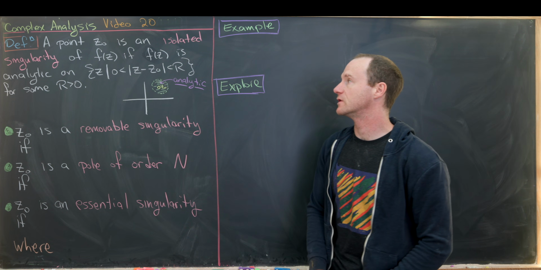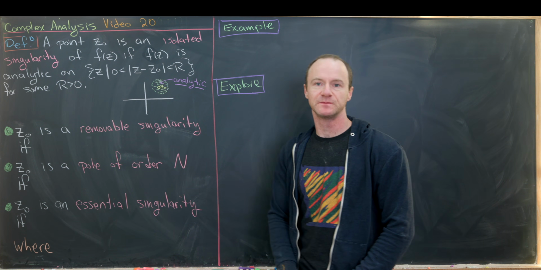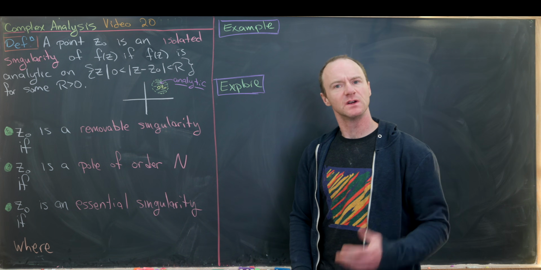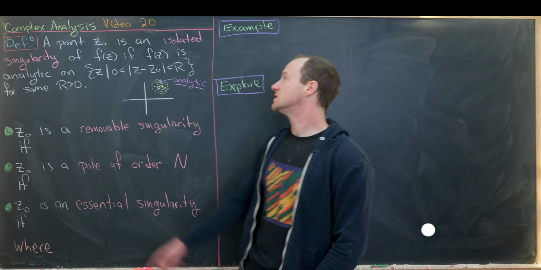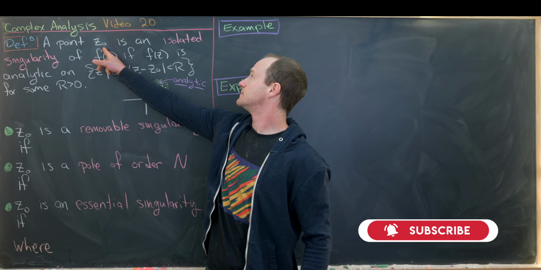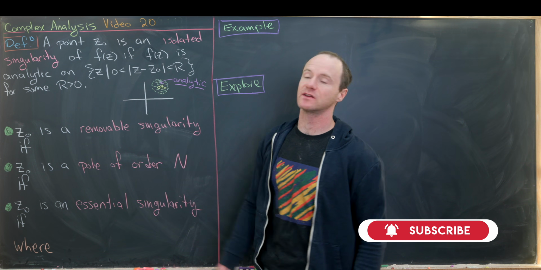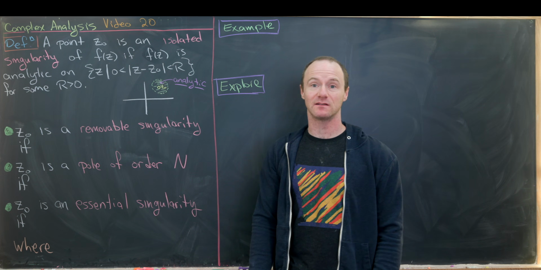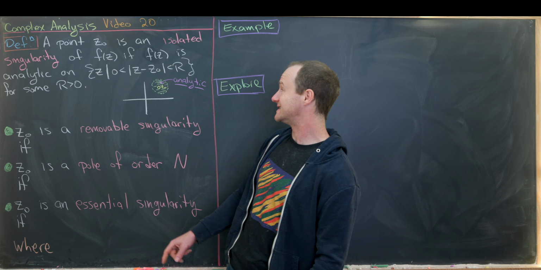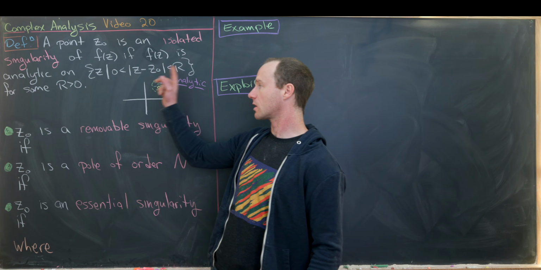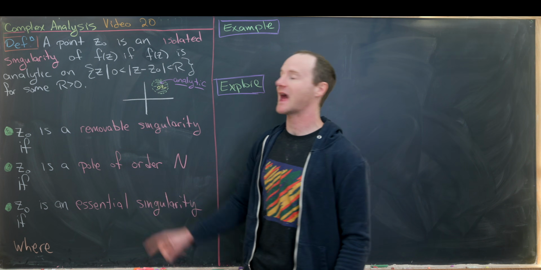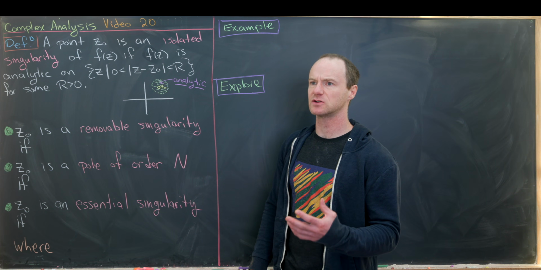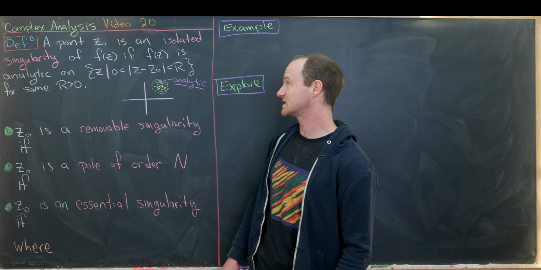This is the 20th video in a series covering complex analysis, and today we're going to look at singularities of analytic functions. So let's start with the definition. A point z0 is called an isolated singularity of a function f of z if f of z is analytic on the punctured disk of radius r, for some r bigger than 0, centered at z0.